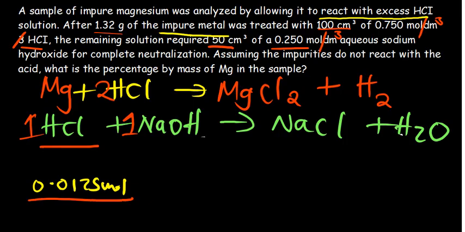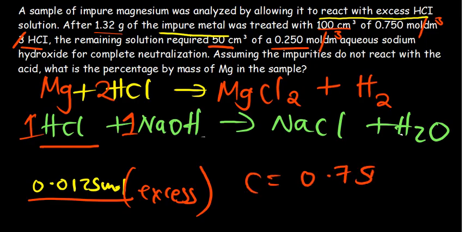So we have the number of moles of hydrochloric acid that were in excess, because in the second reaction what was reacting is what was left over from the first reaction. So these are the number of moles that were in excess. Now, what other piece of information were we given about hydrochloric acid? We were told hydrochloric acid was of a concentration of 0.750 mole per decimeter cubed.